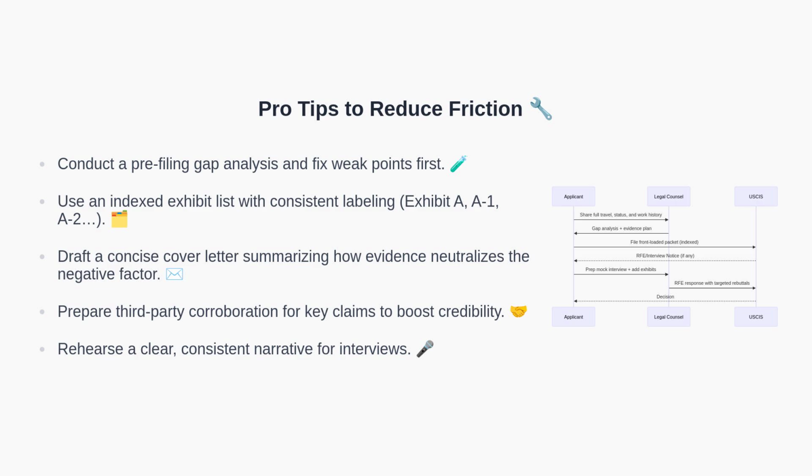Organize your evidence using a consistent exhibit index and labels. Include a cover letter that concisely explains how your documentation addresses the country of origin negative factor. Obtain third-party corroboration for critical claims. Practice a coherent narrative for potential interviews to ensure clarity and consistency.